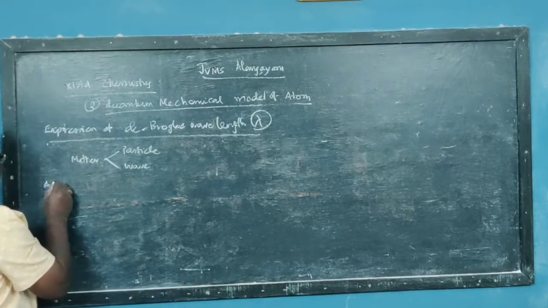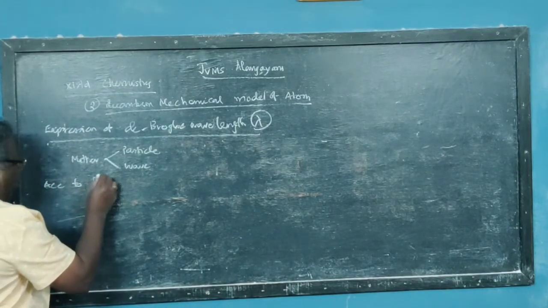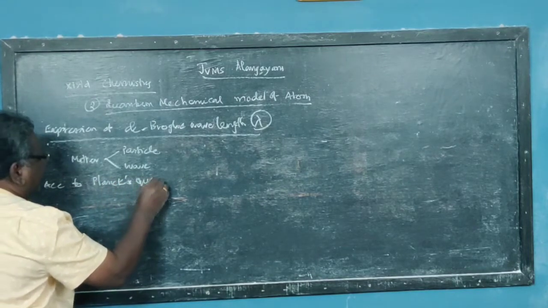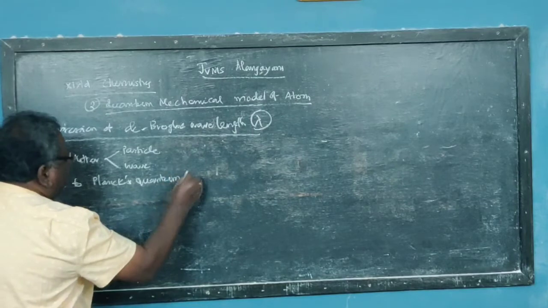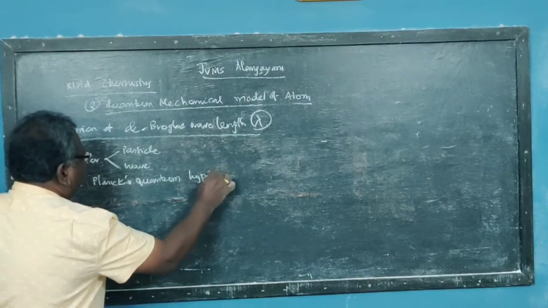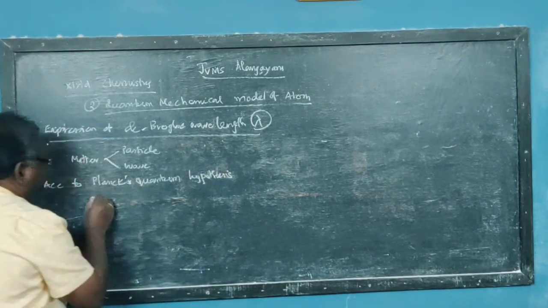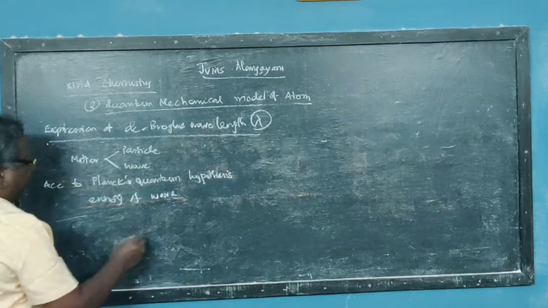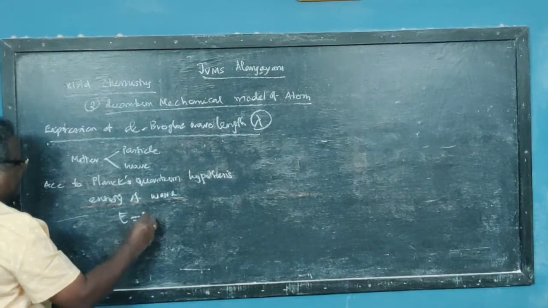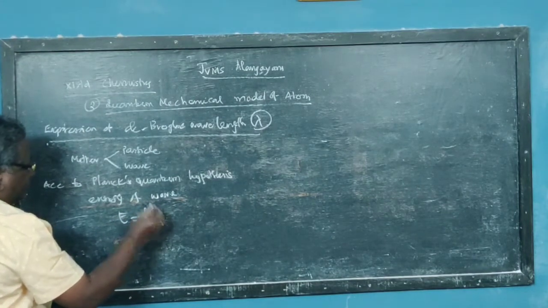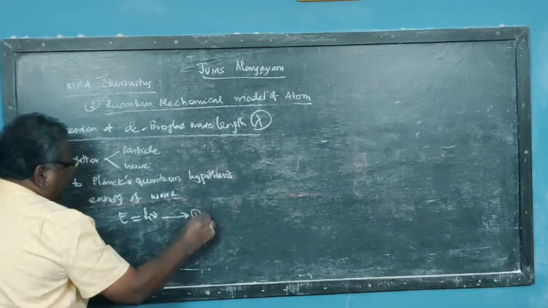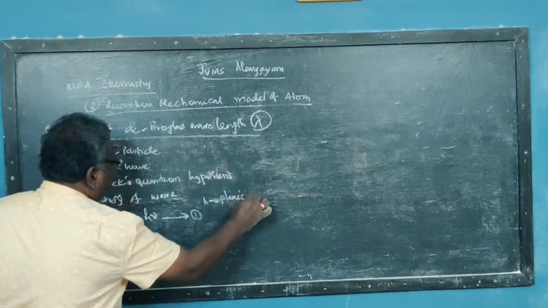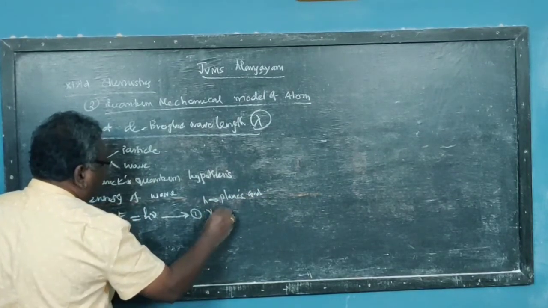So according to Planck's quantum theory or hypothesis, the energy of a wave is given as E is equal to h nu. Right? h is called Planck's constant and nu is called the frequency of the wave.